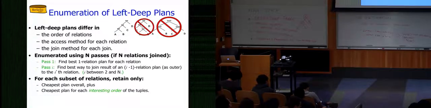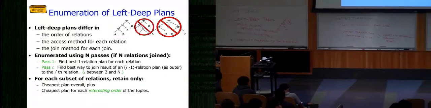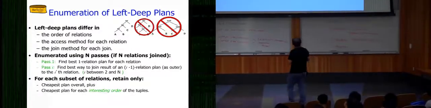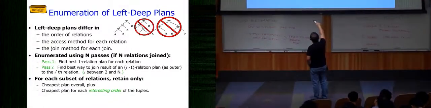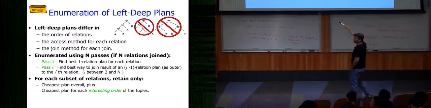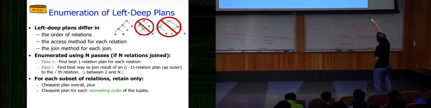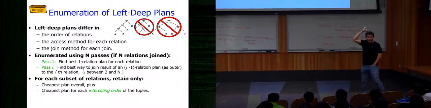All right, so we're going to enumerate this in n passes. Pass 1 is going to do what we just described. We're going to find the best one-relation plan for each of the base relations. So we'll find the best way to access A, the best way to access B, the best way to access C, and D. And we'll do them independently.